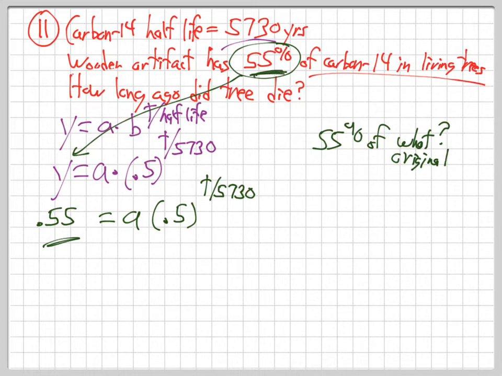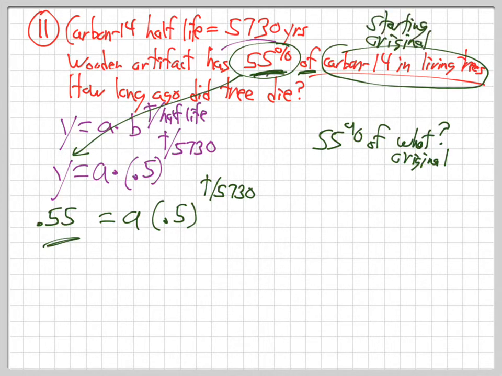It has 55% of the carbon-14 in living trees, the original, or starting amount. It's got 55% of, and of means times in math. It's got 0.55 times the original. What's the original? A. Remember, A is always the starting amount in all these exponential formulas. So the amount is 0.55A. It has 55% of its original times A.